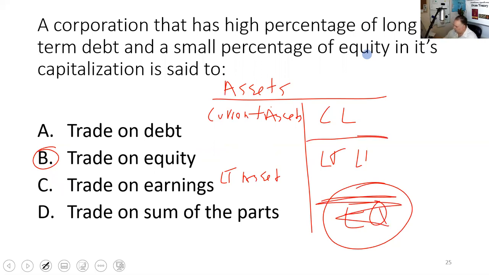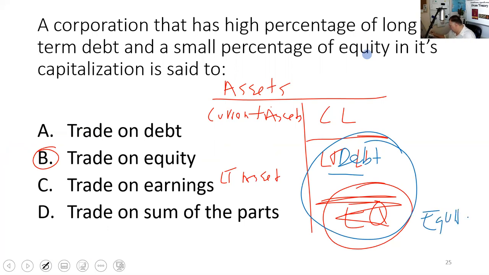Let me get a different color highlighter. Here's our capitalization again, our debt and our equity, our total cap. And if we just have a little bit of that, then we're saying trade on equity. Utilities trade on equity. What that means is utilities have a huge amount of debt and a small amount of equity, right? So again, it depends on your draw. That is fair game on the test. Whether you see it on your particular draw, who knows?